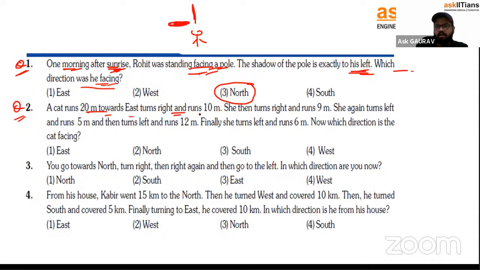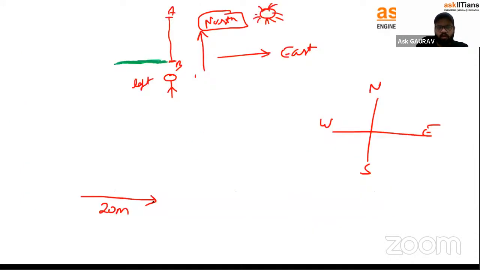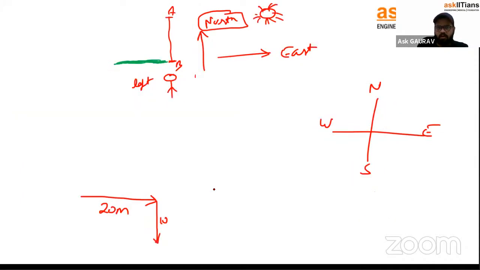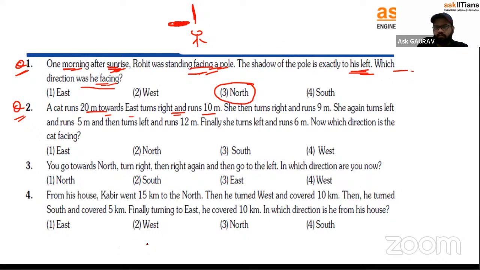Turns right and runs 10 meters. If you're standing here, what will be the right? Right will be down. It is 10. Then she turns right and runs 9 meters. Now you have to turn right. If you are standing here, the right will be here. And you walk 9 meters.